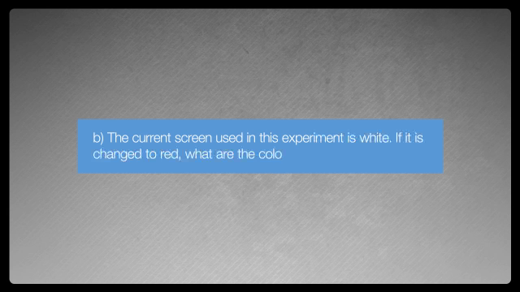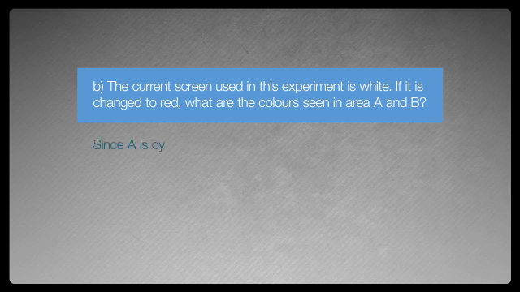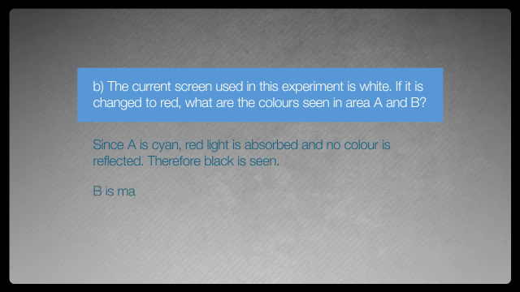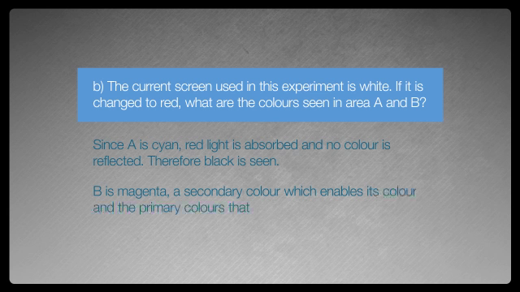The current screen used in this experiment is white. If it's changed to red, what are the colors seen in area A and B? Primary colors will only reflect its own colors. Since A is supposed to be cyan, red is absorbed and no light is reflected. Therefore, black is seen. B, which was magenta, is a secondary color which enables its color and the primary colors that form it to be reflected. Therefore, red is seen.